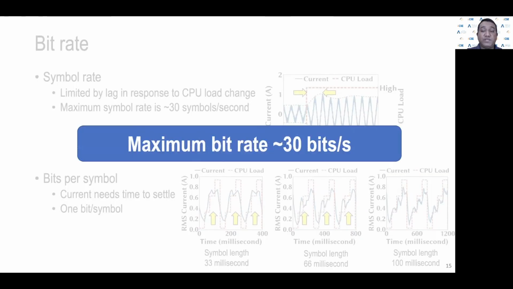Combining these 2 observations, we identify that the maximum bit rate achievable for a single transmitter receiver pair is 30 bits per second.